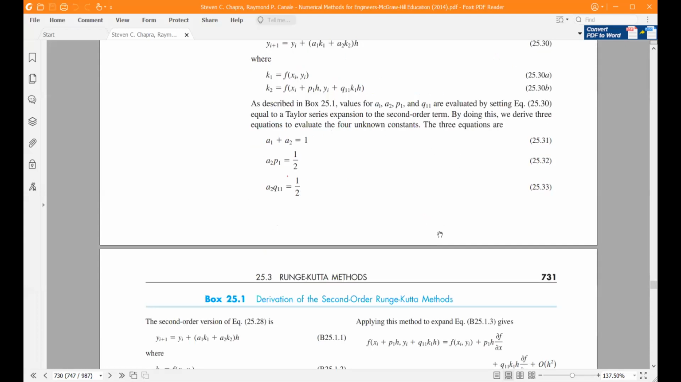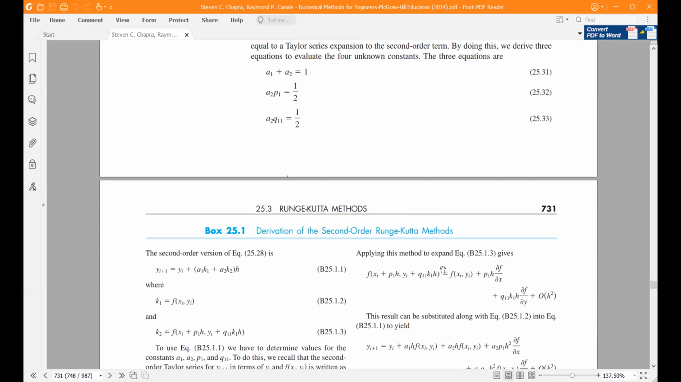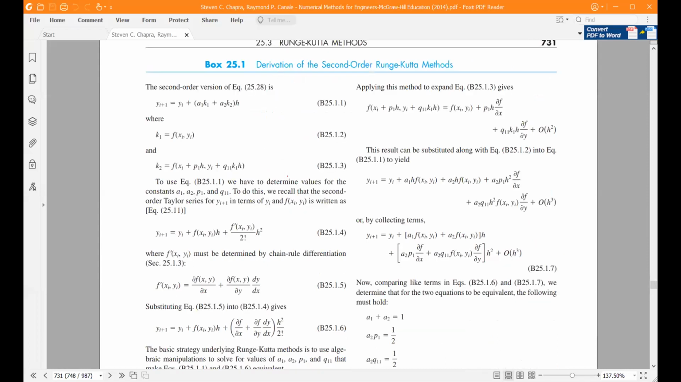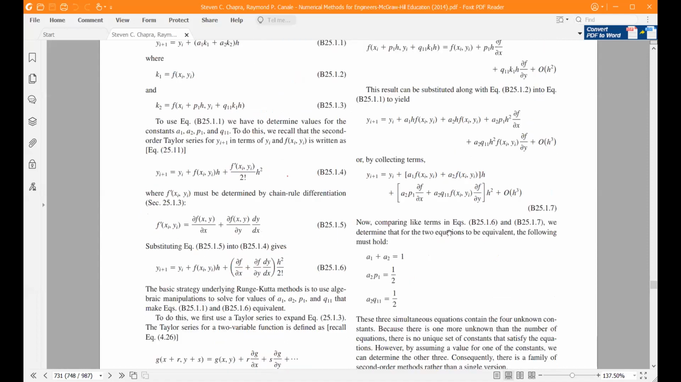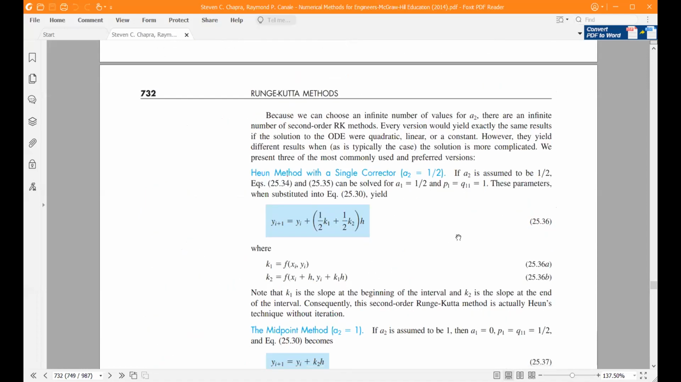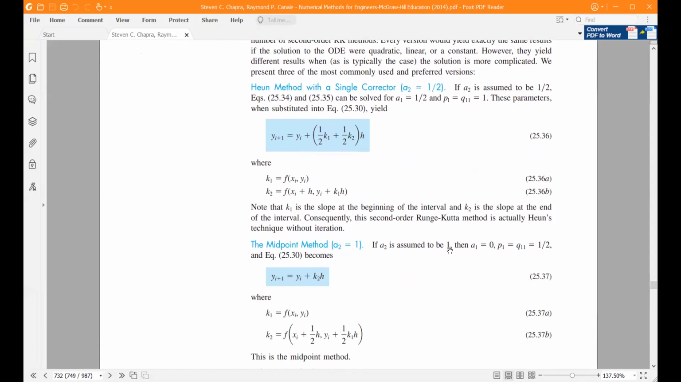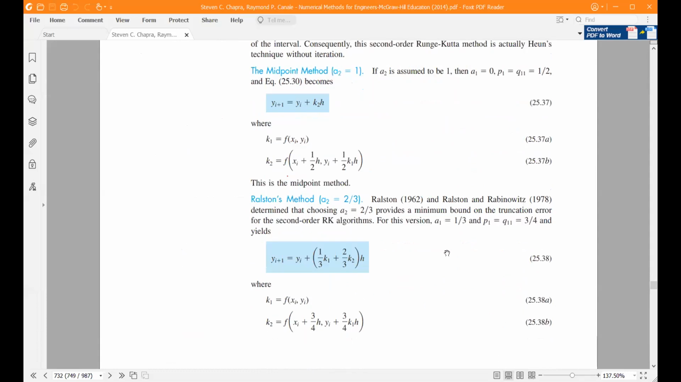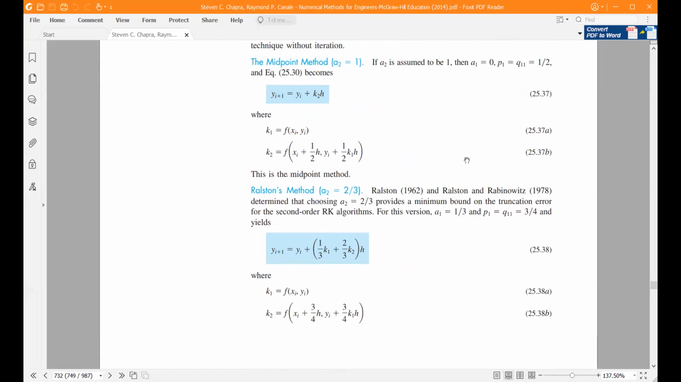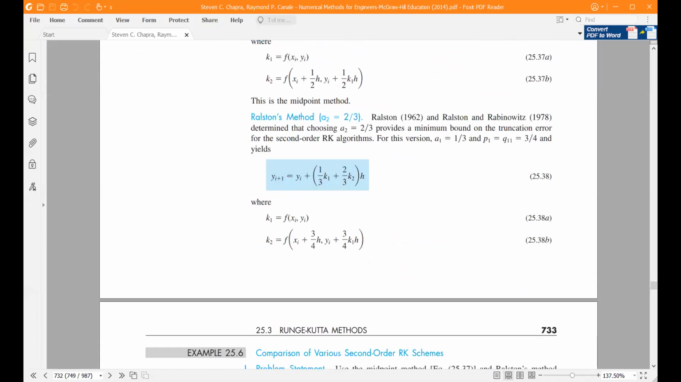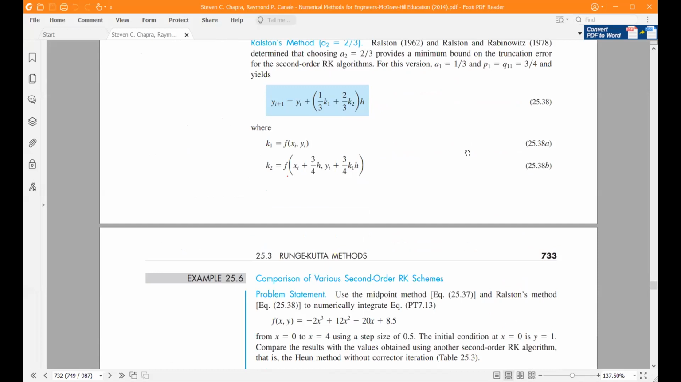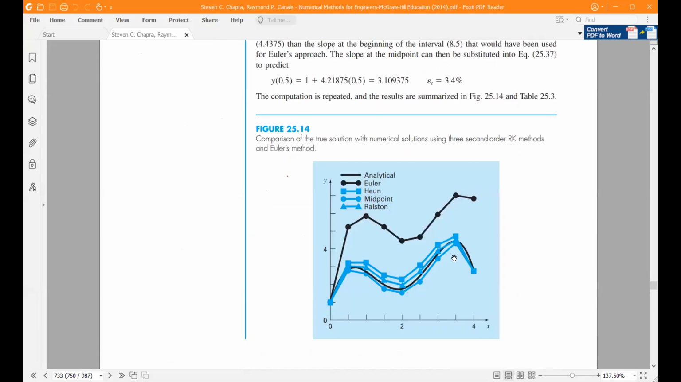So this is my lecture for today. You will see that by putting the value of your A, you can have your Heun's method there. You can have your midpoint method there. Another variant of the method you will find there with A2 equal to 2/3. It is called Ralston's method. All these methods are applied to a single problem, and the performance is studied there.